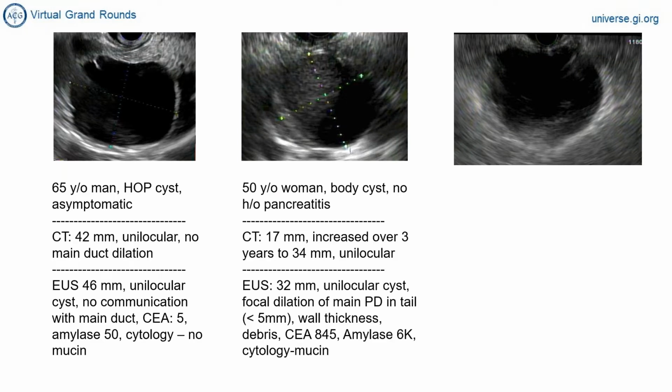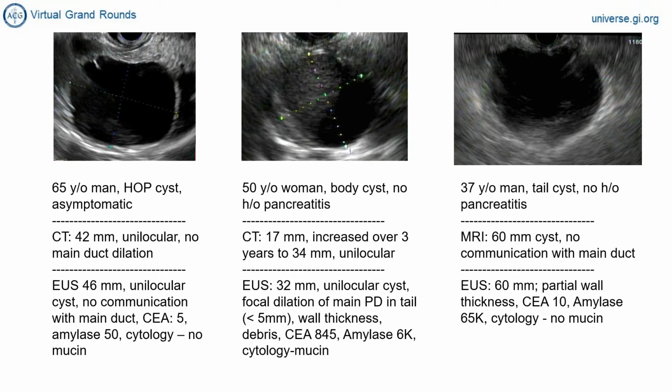Here is another example, a 50-year-old lady, again an EUS image, showing a 3.2 centimeter cyst. The cyst has doubled in size over 3 years. It's unilocular. It's got focal wall thickening, no communication with the pancreatic duct, and no clear history of pancreatitis. And CEA is elevated at 845. Amylase is 6,000. And cytology shows mucin. So going by diagnostic standards, you would label this as a mucinous cyst, and we will visit this case later on.